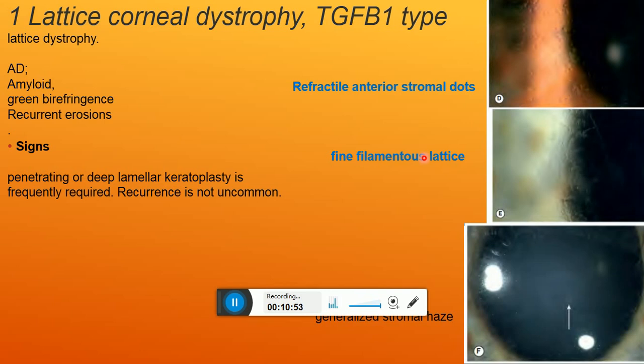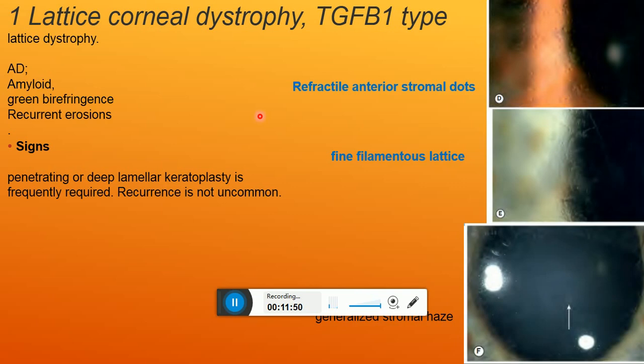Symptoms: recurrent erosions at the end of the first decade in the classic form, when typical stromal signs may not yet be present. Blurring may occur later. Signs: refractile anterior stromal dots coalescing in a relatively fine filamentous lattice that spreads gradually but spares the periphery. A generalized stromal haze may progressively impair vision. Corneal sensation is reduced. Treatment by penetrating or deep lamellar keratoplasty is frequently required. Recurrence is not uncommon. So this was lattice corneal dystrophy.